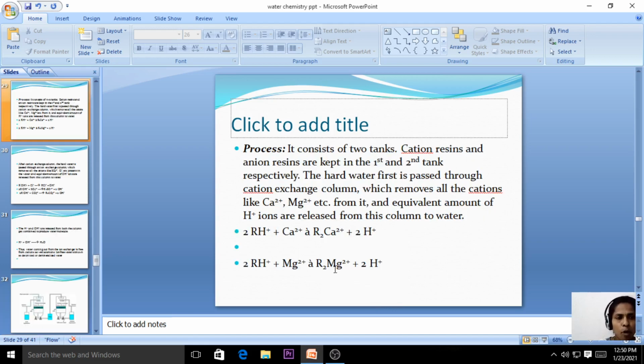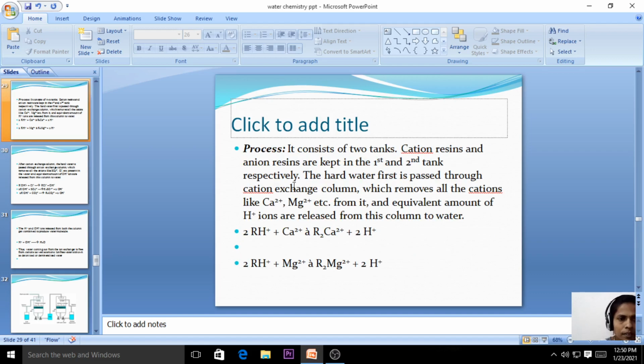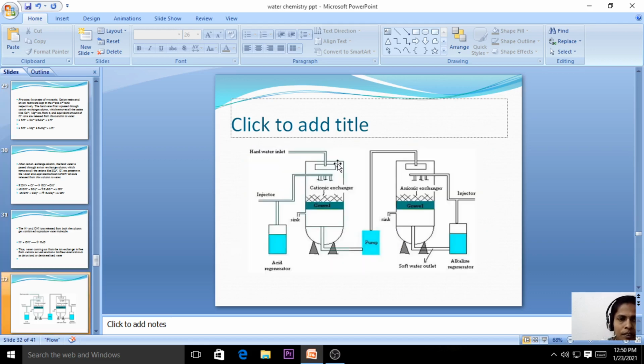So now let us see the process of the ion exchange method. It consists of two tanks. These are the two tanks. One is the cation exchange chamber and the other is the anion exchange chamber. Cation resins and anion resins are kept in the first and the second tank respectively. This is the cation resin and this is the anion resin. Cation resin is placed in the first chamber. Anion resin is placed in the second chamber.